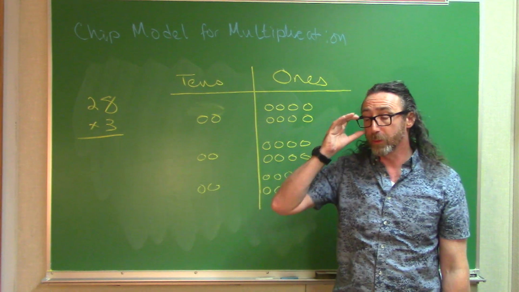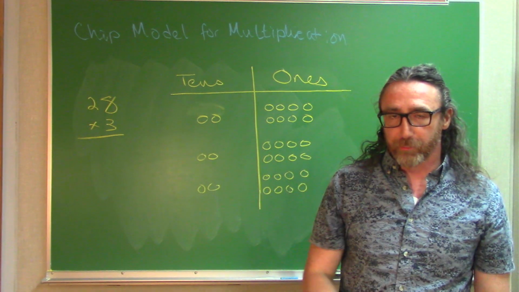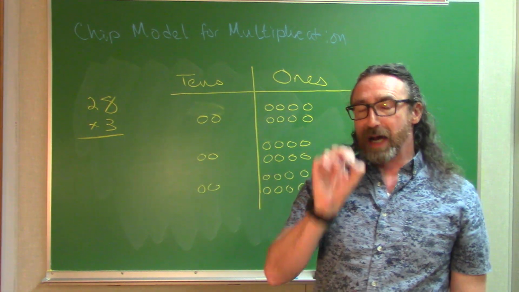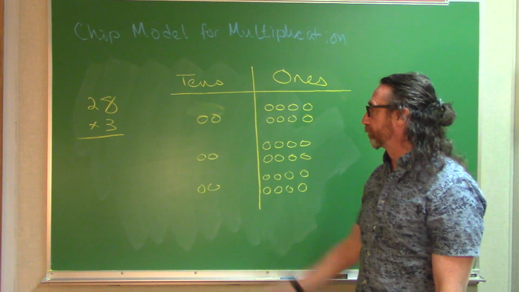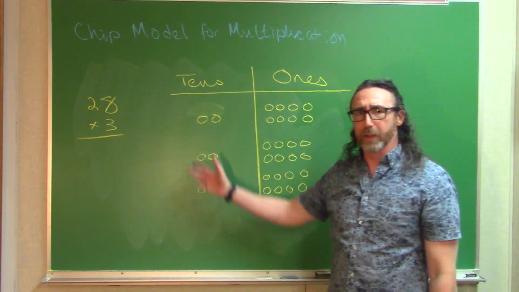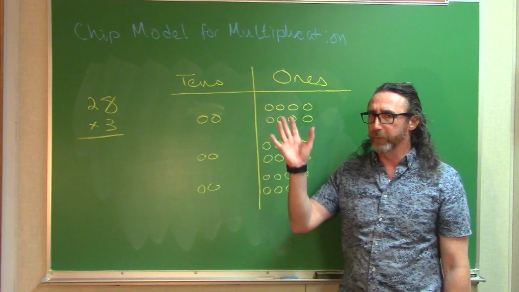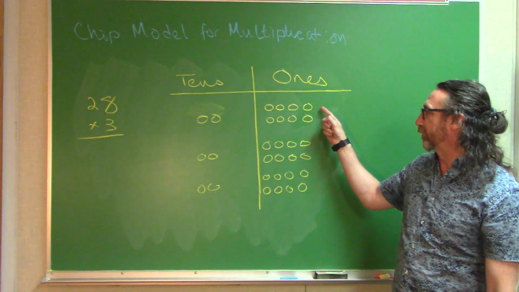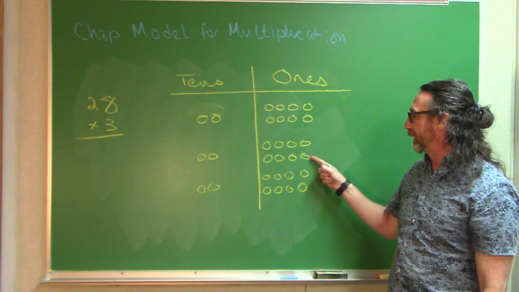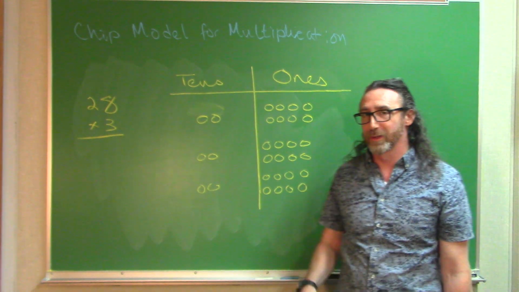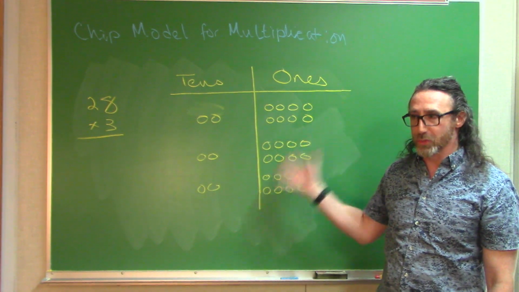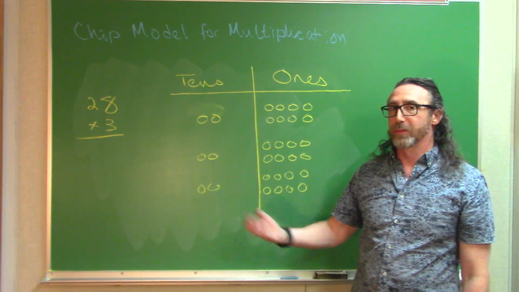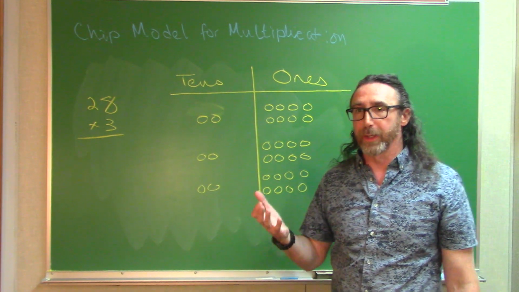Now, you might remember from a previous video that when we are using the CHIP model, we are only allowed to have 9 chips in any of the trays. So over here, I'm good. I've got 6 chips in the tens tray, so that's fine. Over here, I'm in a little bit of trouble because I've got 4, 8, 12, 16, 20, 24 chips in the ones tray. So I can't write a 24 in the ones place for my answer. The biggest thing I can do is a 9.